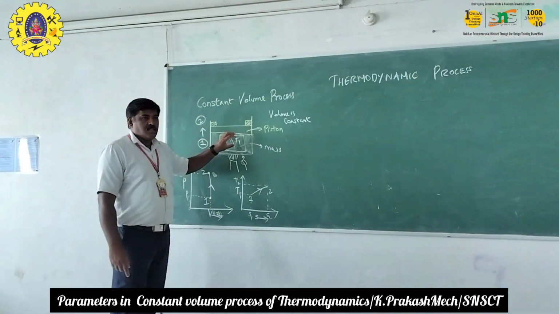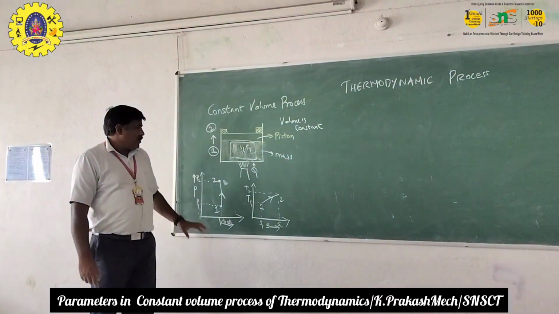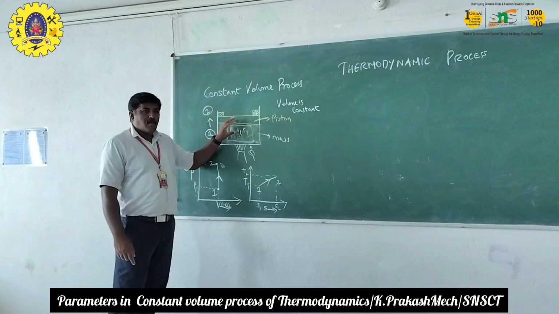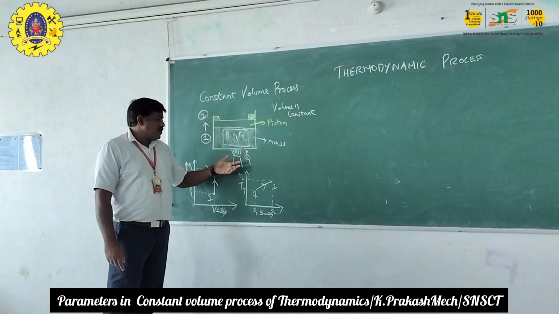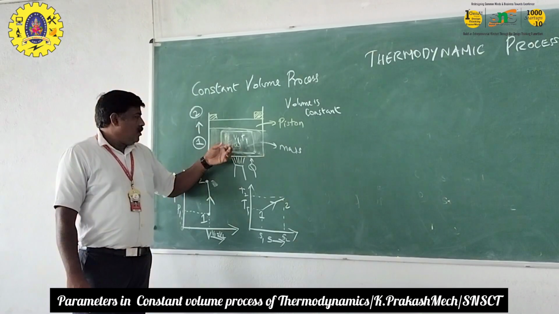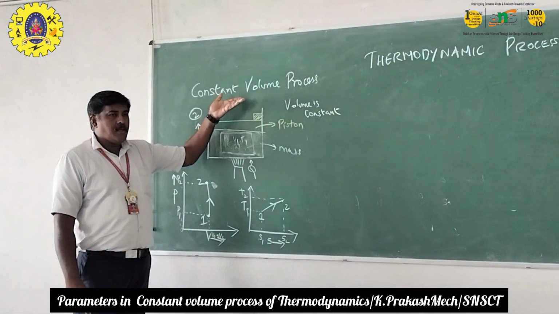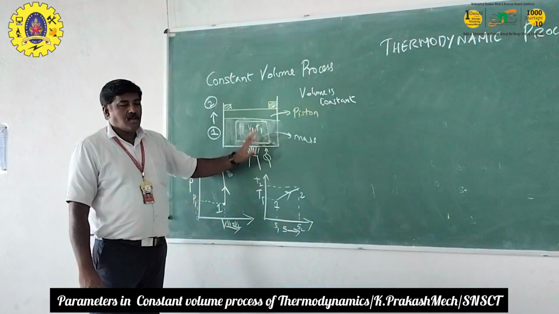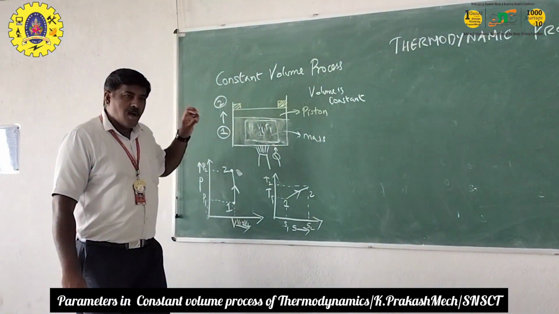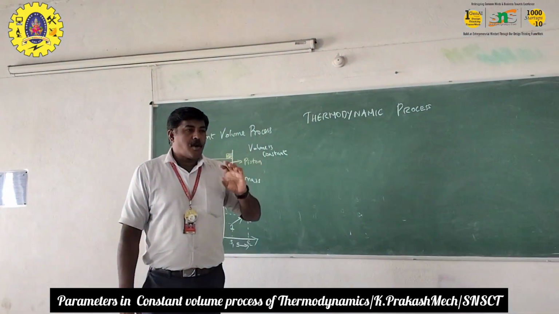The parameters which are involved and how to find them. Here, what we have discussed is that some mass of gas is taken and some heat is supplied. When heat is supplied, the expansion of the gas takes place, so the piston will be moving. So what are the parameters involved in this constant volume process, and how to find out these parameters? What are these called? Properties.